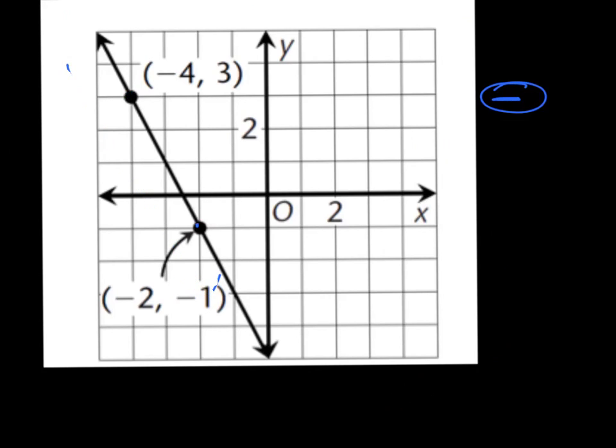Now between your 2 points, I'm going to go from this top one to the bottom one. I need to do my rise first. I'm not really rising, I'm falling, but it's still the same kind of thing. So I'm going to go down 1, 2, 3, 4. So it's down 4.